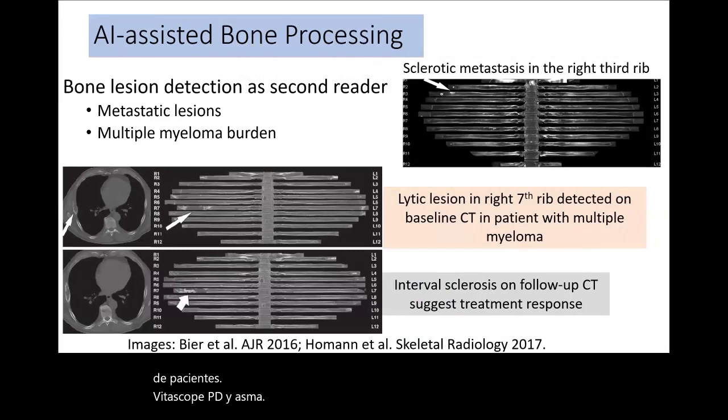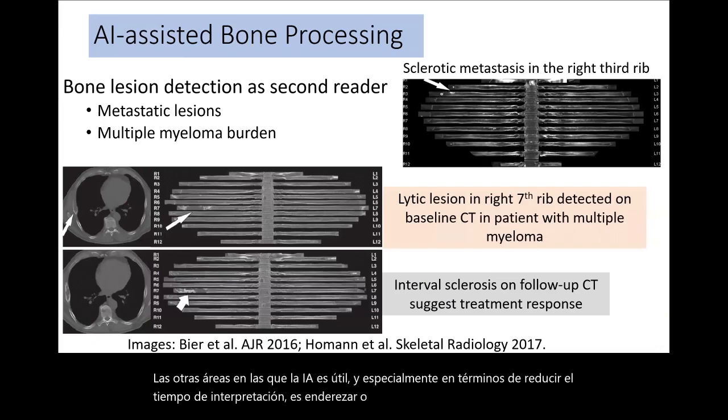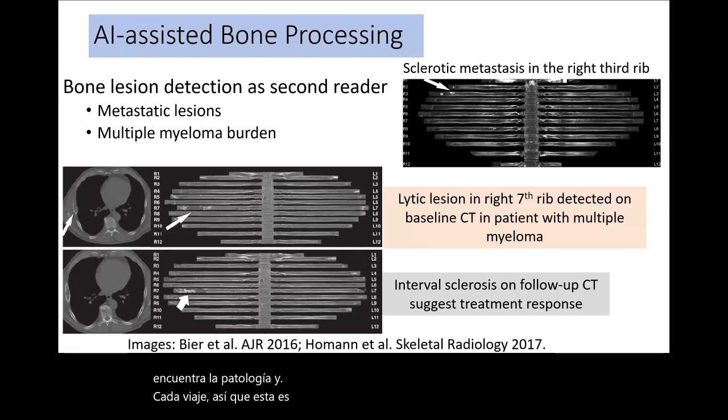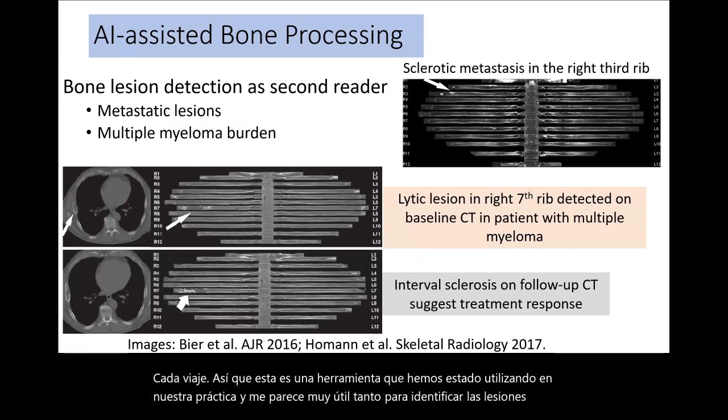The other area where AI is useful, especially in terms of reducing the time of interpretation, is straightening or unfolding of the ribs. It does two things. One, it displays the ribs as a straight line, so it unfolds them. And two, it also numbers the ribs, so it makes your interpretation easy, and you know where the pathology is located and on which rib. This is a tool we have been using in our practice, and I find it very useful for both identifying the lesions and also for accurate anatomical location in terms of the rib number.